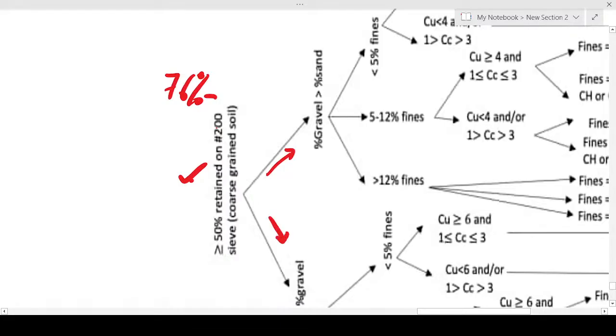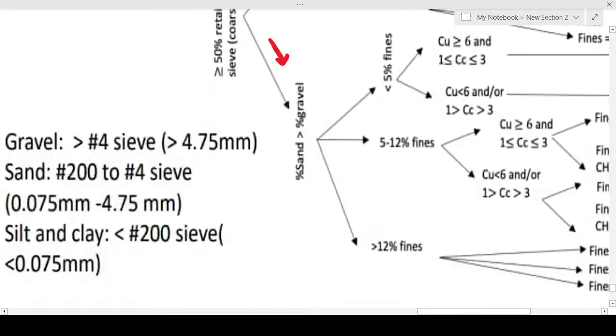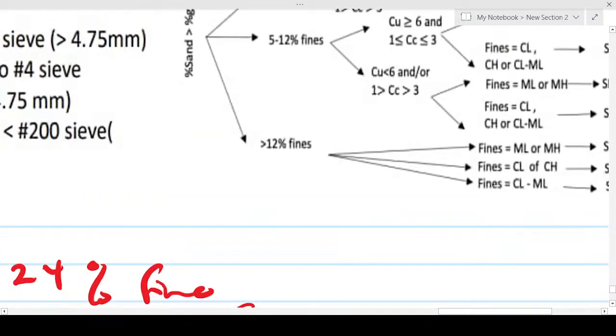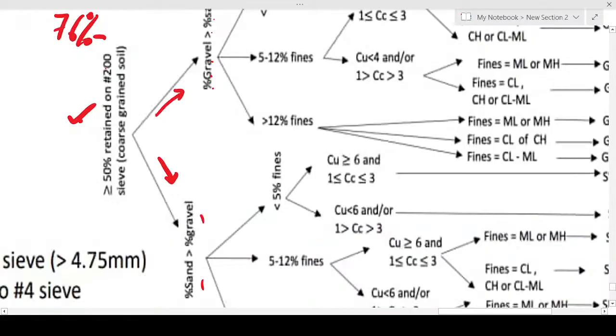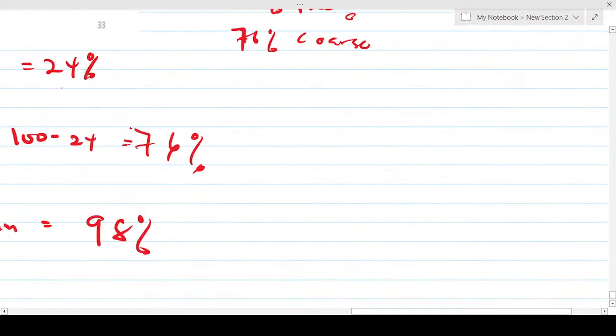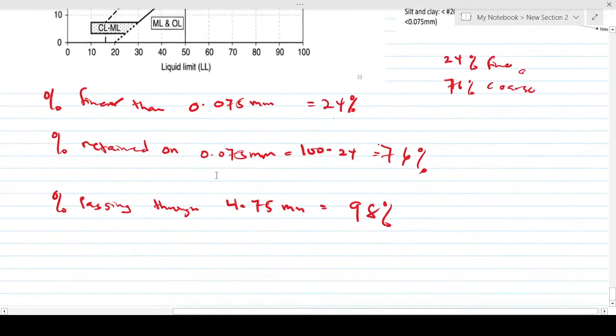Which side are we going to use? Are we going to use the sand? This side is if the percent of gravel is greater than the percent of sand, and the bottom aspect is if the percent of sand is greater than the percent of gravel. Meaning that you have to calculate that as well. You have to know the percent of sand and the percent of gravel.